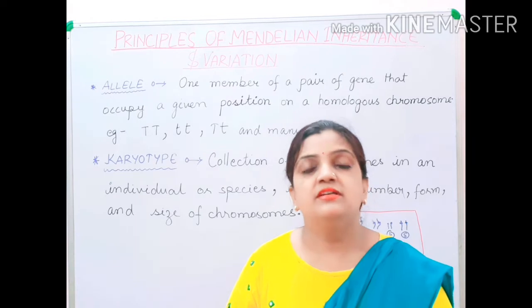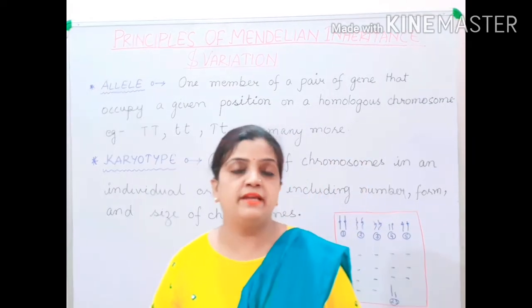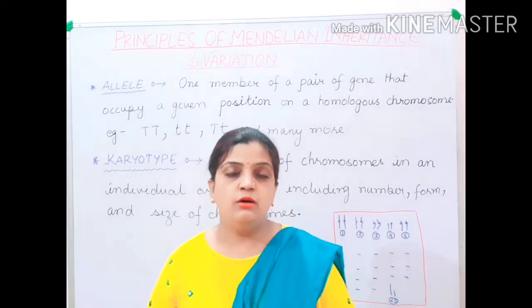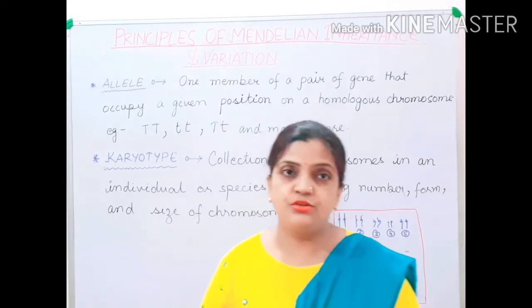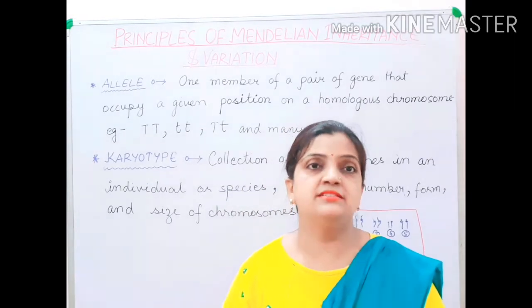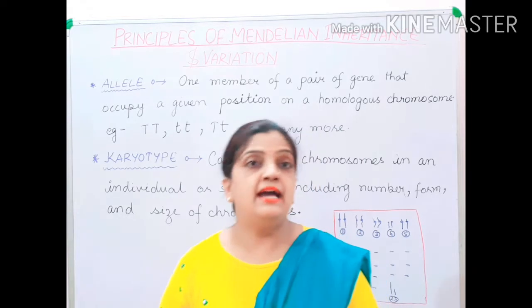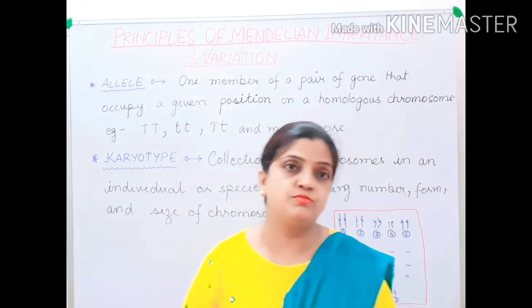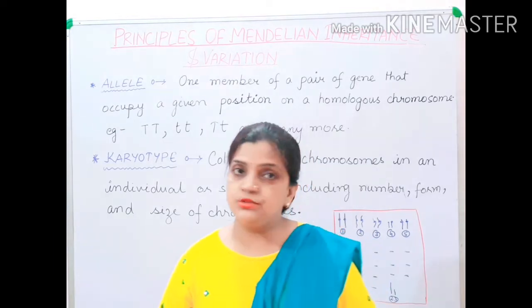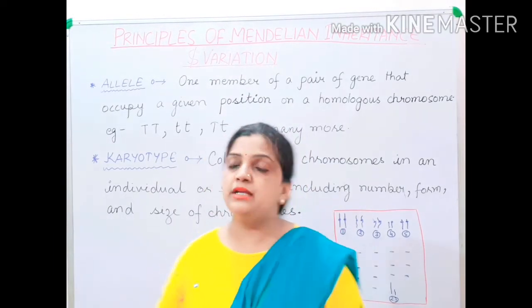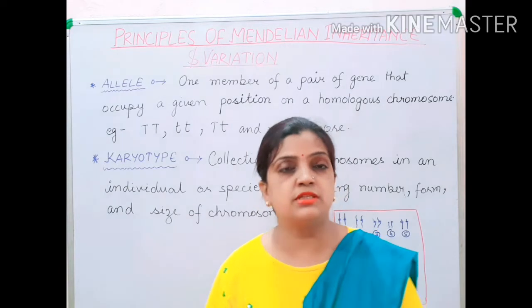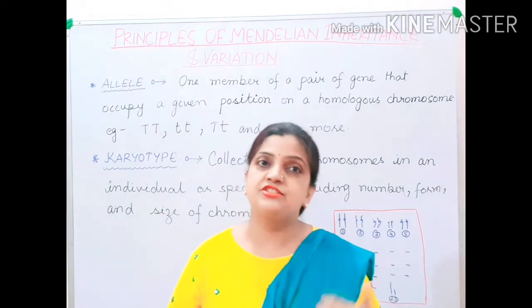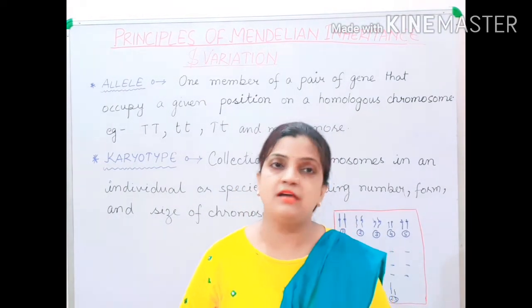Now children, in my last video I have explained a lot about allele, homologous chromosome, heterologous chromosome, homozygous and heterozygous chromosomes. And in that part only, I have explained about karyotype, autosomes and sex chromosomes. Today is the time when I am going to define all those extra terms which I have used in the last videos.